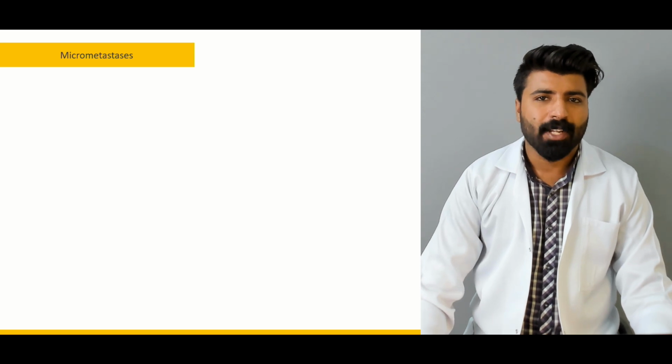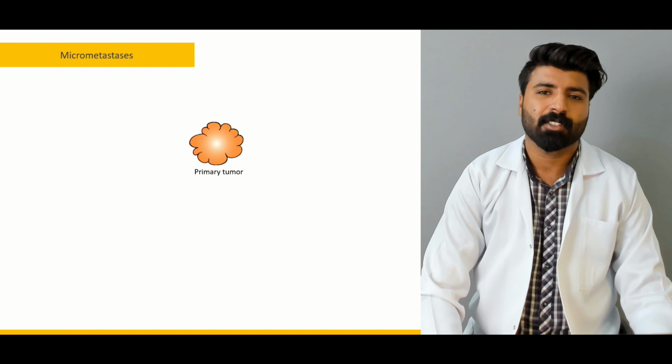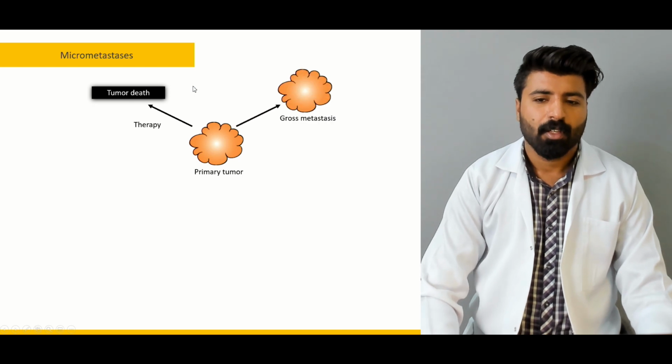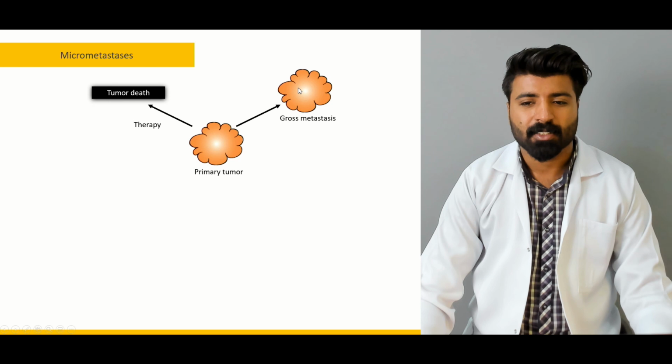Now these micrometastases. What does micrometastasis mean? Meaning very minute amount of metastasis. So if they're very micro, if they're very minute, what's going to be the fate of them? For example, this is a primary tumor, and with therapy, we cause the tumor death. Or this primary tumor may lead to gross metastasis.